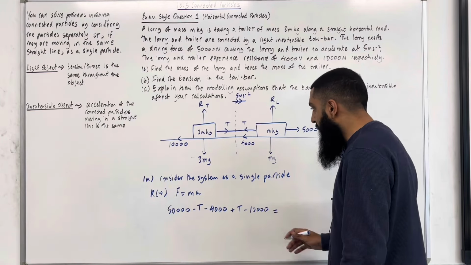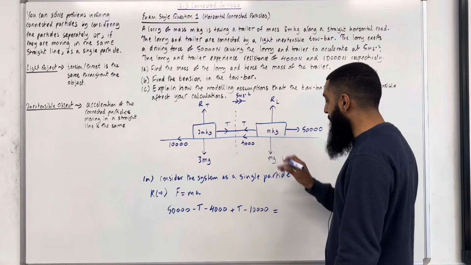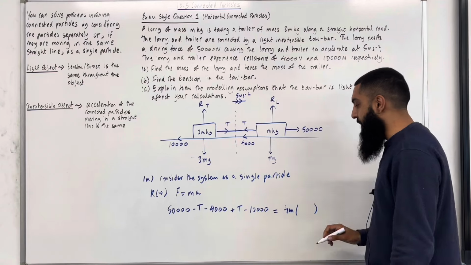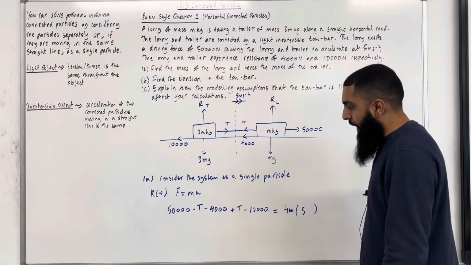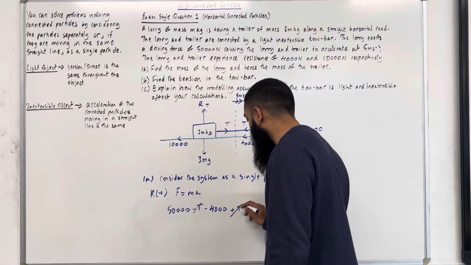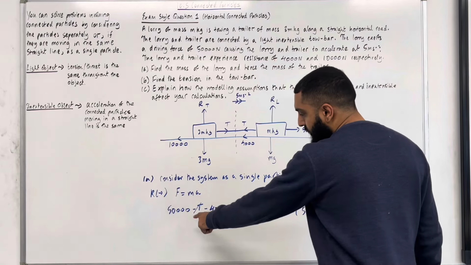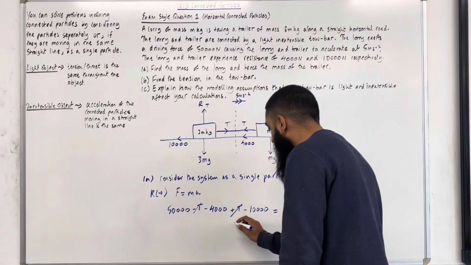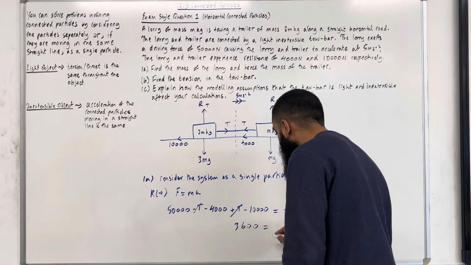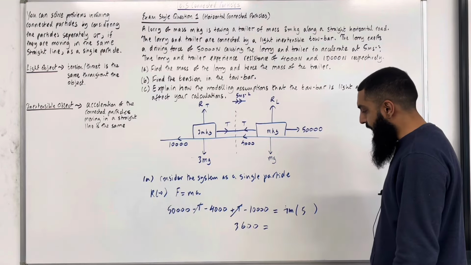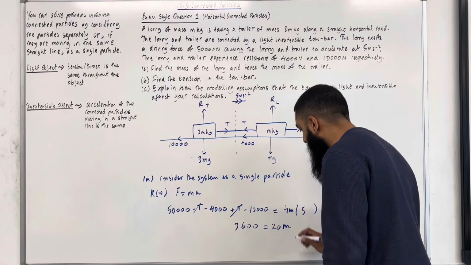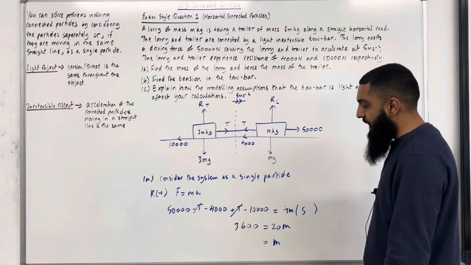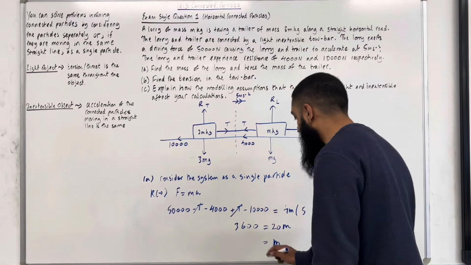This must equal the combined mass, which is 3m plus m, 4m, multiplied by the acceleration, which is 5 meters per second per second. Okay, so the minus T and the plus T cancel out. We've then got 50,000 minus 4,000 minus 10,000. This is equal to 36,000. So 36,000 is equal to 20m. Hence now we can work out what m is. m is equal to 36,000 divided by 20. m is equal to 1,800.